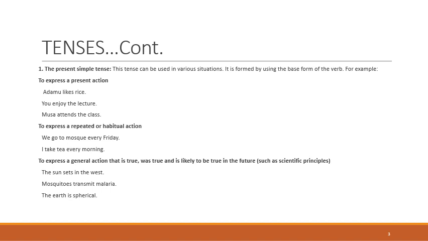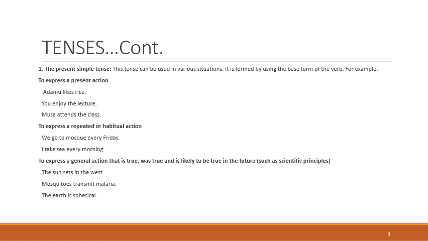Okay, what are the uses of simple present tense? We said present simple tense is used to express a present action. For example, if I say Adamu likes rice, you enjoy the lecture, Musa attends the class. That is, what is happening now is expressed using simple present tense. Please, let's notice that always in English grammar, a third person singular takes s. That is, the verb in third person singular takes s to express simple present action. Okay.